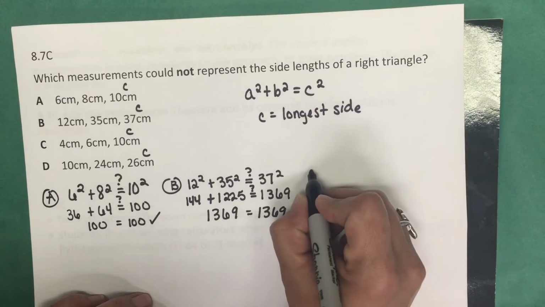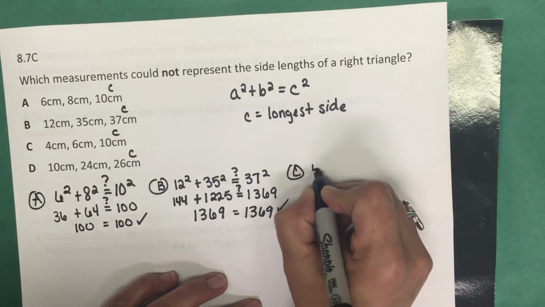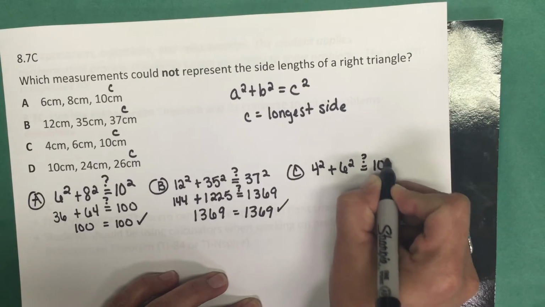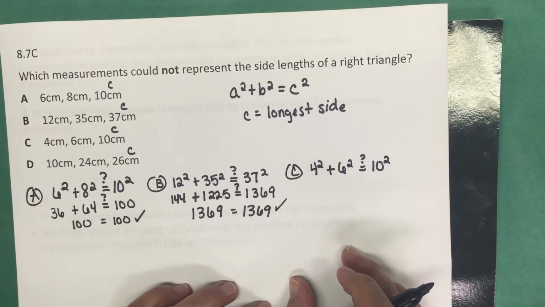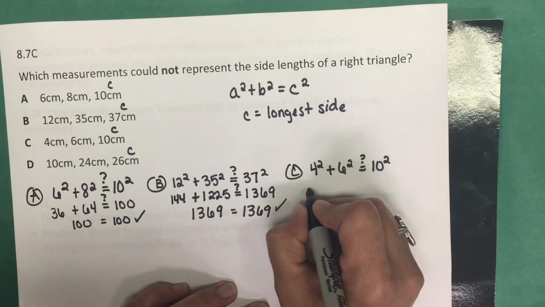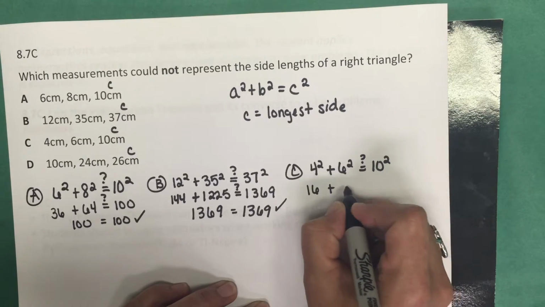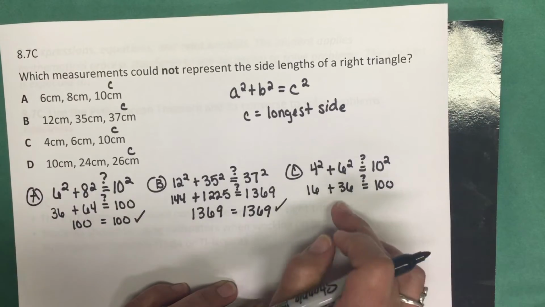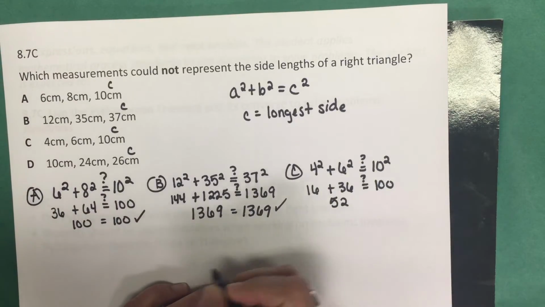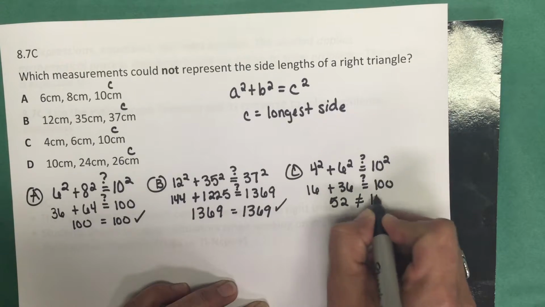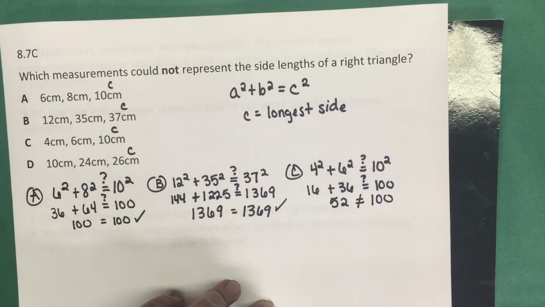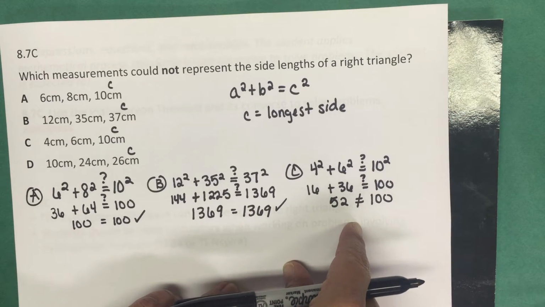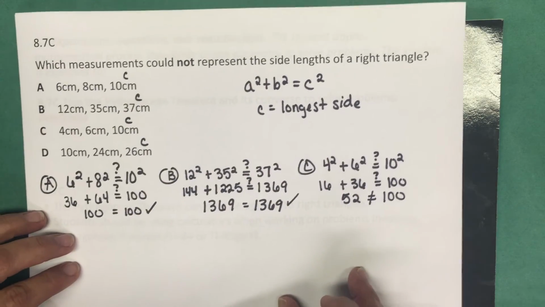So let's check answer choice C. Same process. Does 4 squared plus 6 squared equal 10 squared? Question mark again above our equals because we're not sure. We have to verify. 4 squared is 16, plus 6 squared is 36. Is that going to equal 10 squared, which is 100? Well, 16 plus 36 is 52, and 52 does not equal 100. So that tells us that these values do not work in the Pythagorean theorem, which means we don't have a right triangle. We've got one more answer choice left, so let's verify.